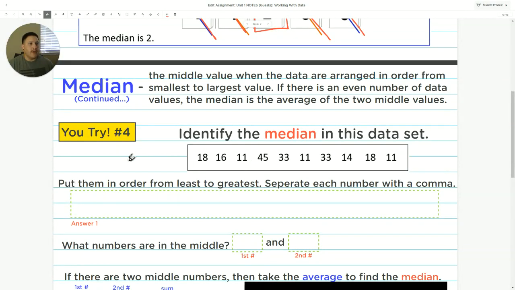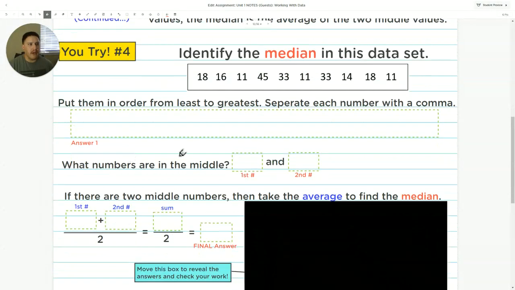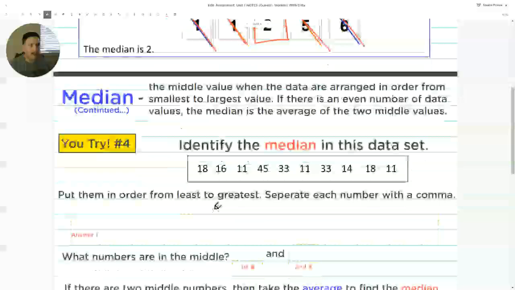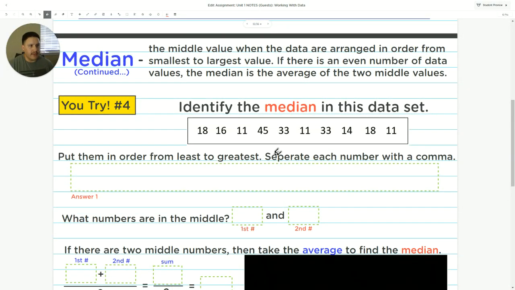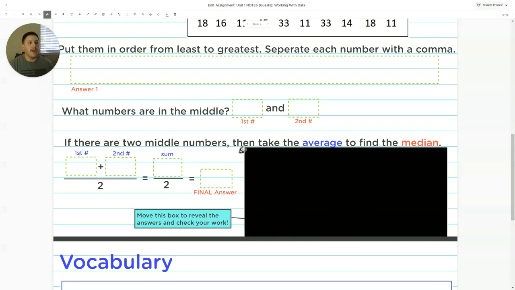All right. Now, in this next example, you're going to find a median that has 2 middle values. I've gone through the steps on what you need to do to find out what the median is. Okay? So you're going to identify the median in this data set first by putting them in order from least to greatest. Make sure if you're on ClassKick, when you're typing this up, to separate each number with a comma. Now, when you get to the middle, you're going to find out that there are 2 middle numbers. So if there are 2 middle numbers, you're then going to take the average to find the median. So you're going to add them up, divide by 2, and you'll get your final answer.